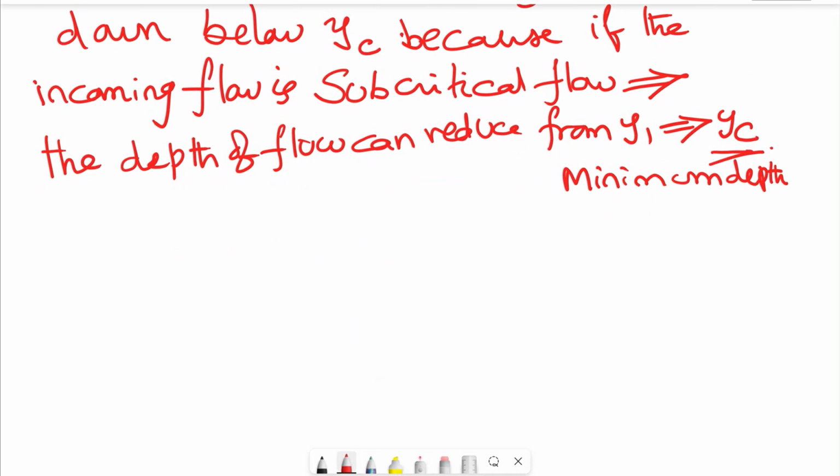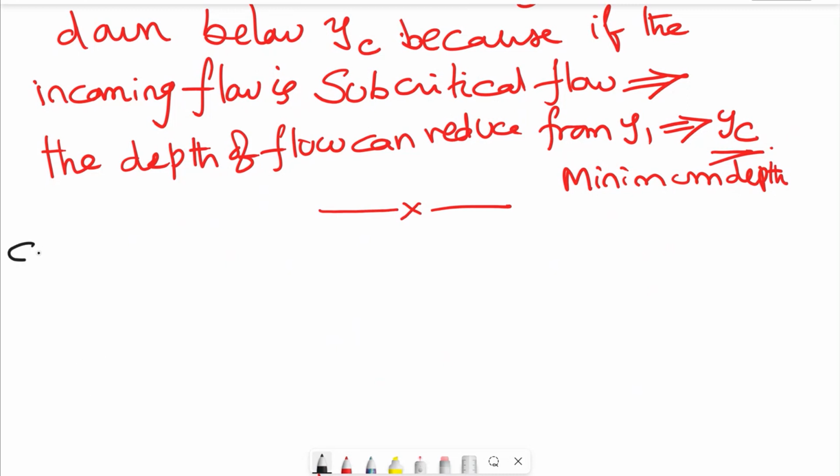Suppose the same case is supercritical flow. If the coming flow is supercritical, exactly the same thing happens, but opposite in direction. So with this, I will stop here. You can understand more when we are doing the problems.